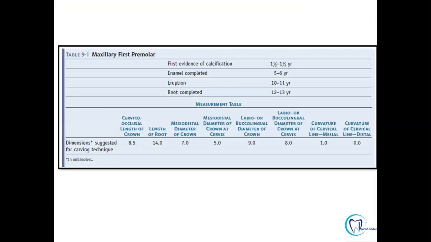Talking about its dimensions, in cervico-occlusal length, they are smaller than the canines and larger than the molars. So the cervico-occlusal length is 8.5 and the length of the root is 14. Mesiodistally, they are less wide in comparison to the molars, and in labiolingual dimension, they are wider. So premolars are wider labiolingually in comparison to their mesiodistal width.